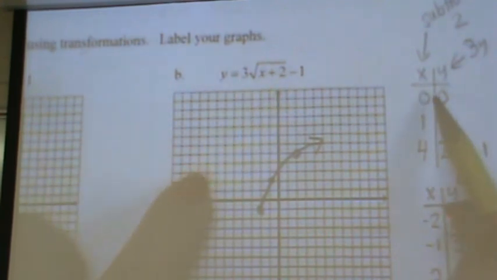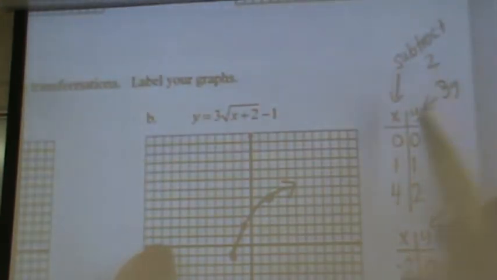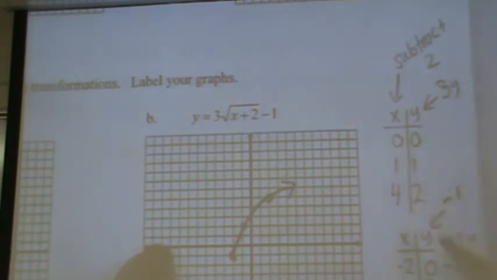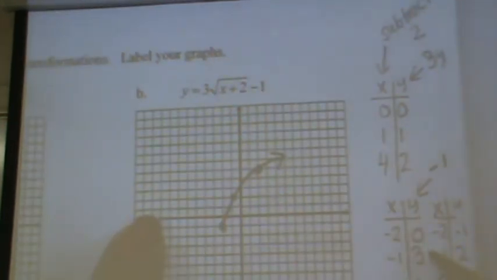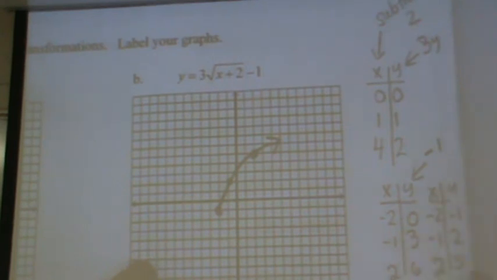And now, how is this transformed? You're going to go 2 units to the left, so I wrote subtract 2 to the x. Then you multiply the y values by 3, and then you subtract 1 from the y. And these are my new points. I got -2, -1, then -1, 2, and 2, 5.